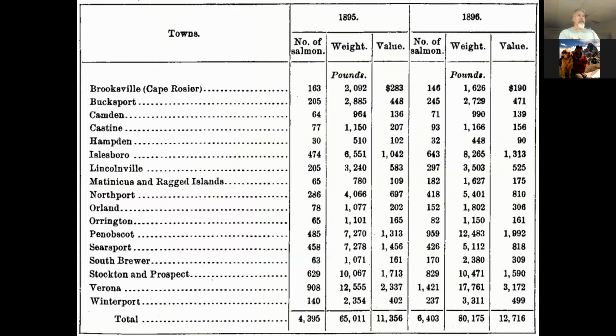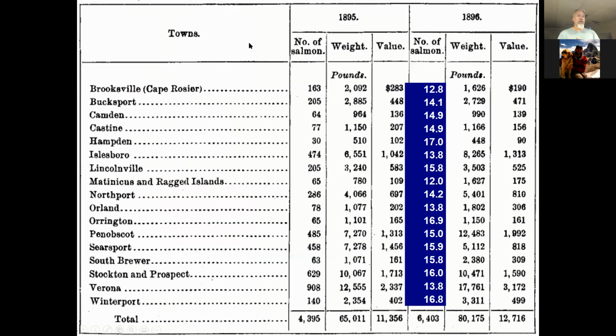Another one. They caught a lot of salmon. You look at the numbers here. Near 1,000, 4,000 total in 1895, and 6,000 total in 1896 in the Penobscot River. And these are the average weights based on the pounds and the number of fish. So these are big, heavy, 12 to 16 pound salmon returning in relatively large numbers.